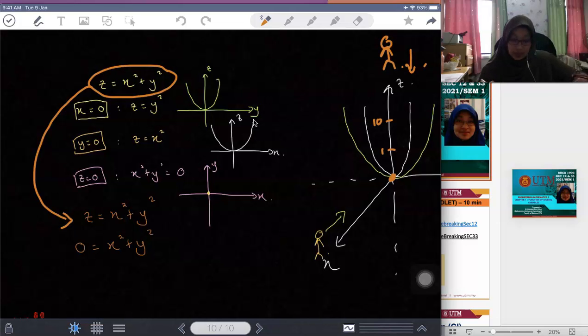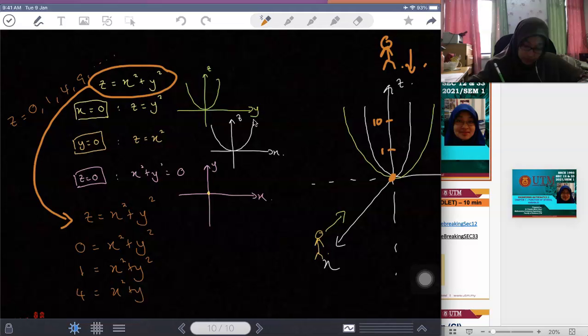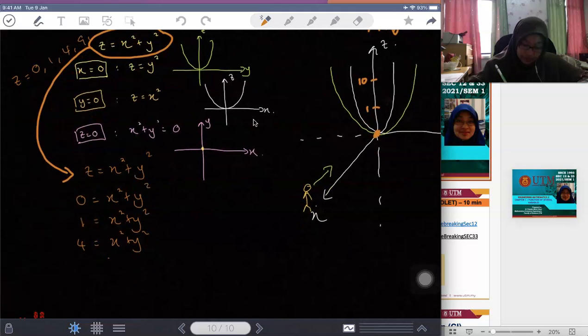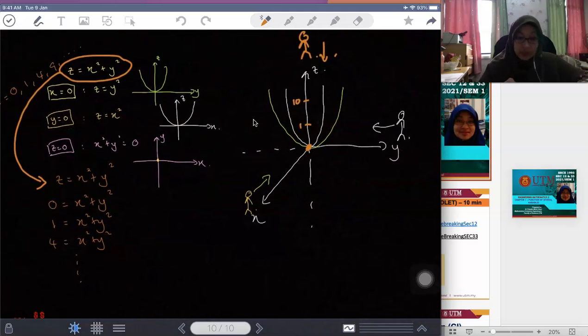Now how about we use some specific z? We have investigated z equal to 0 just now. So let's say now 1, and maybe 4, and then maybe 9, and many more. So we have 0 equals x squared plus y squared, and then 1 equals x squared plus y squared, and then 4 equals x squared plus y squared, and so on.